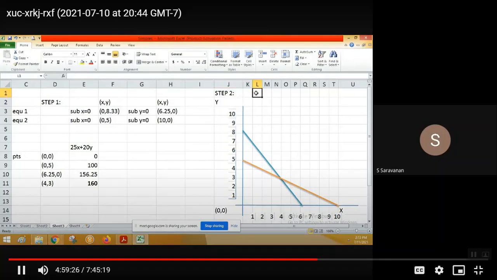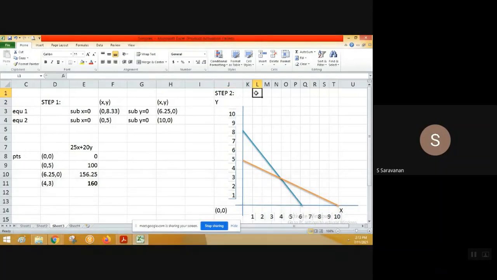Okay, so we have to identify a common area. What we have to do is identify a common area. So what is the common area for this problem? Can anyone guess what is going to be the common area?